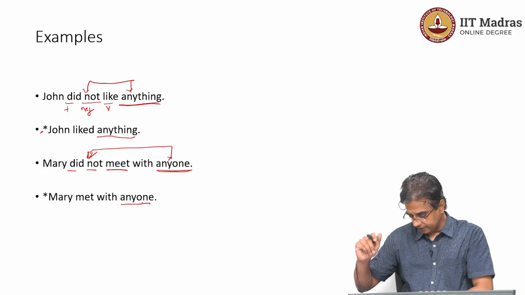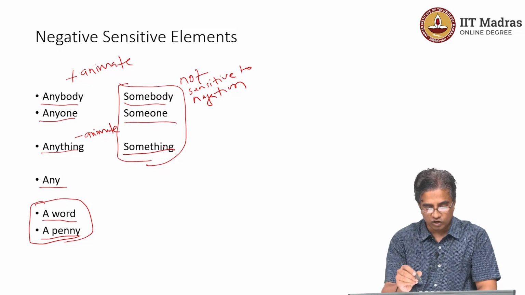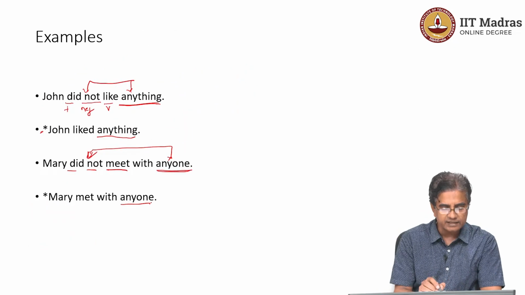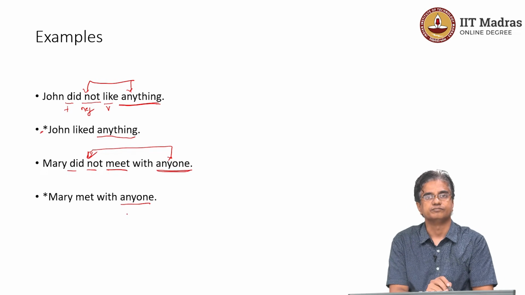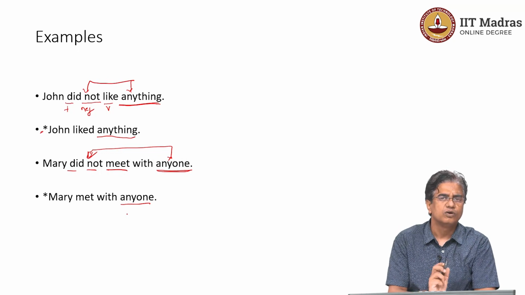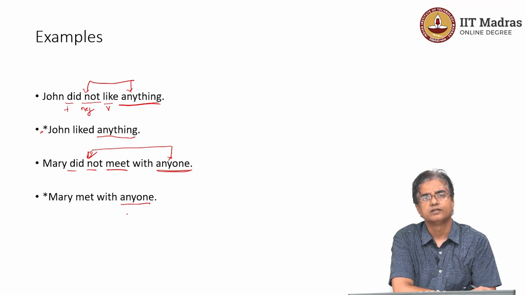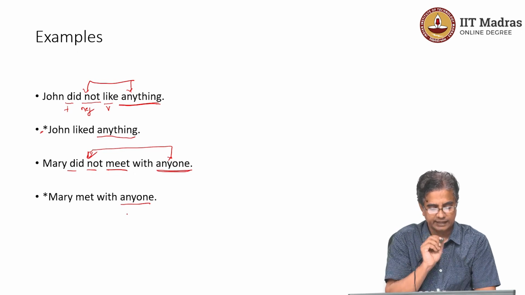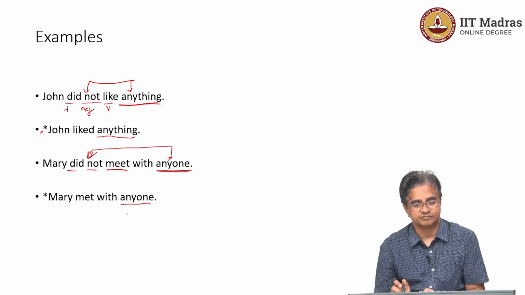Therefore, we said, remember, someone, somebody, something, these are not negative sensitive elements. So, we can say Mary met with someone, but we can never say Mary met with anyone. That's not possible in English. What does this mean? What is the meaning of not possible? It means very simple thing. It means anyone can occur in a sentence only with negation.